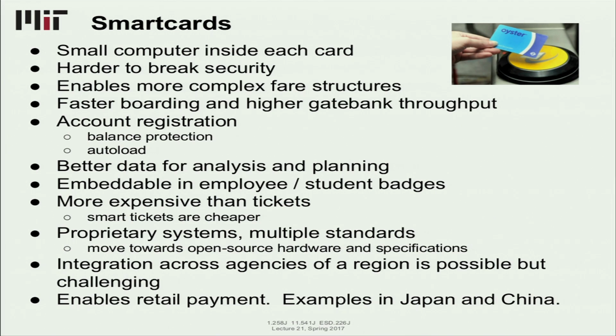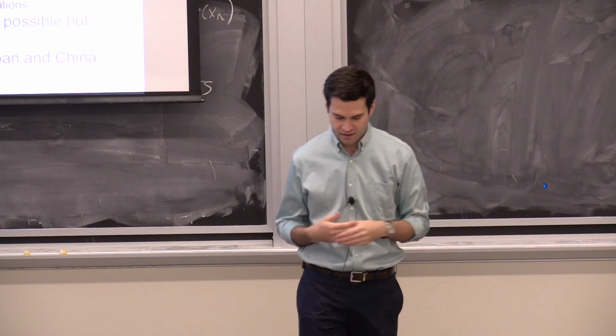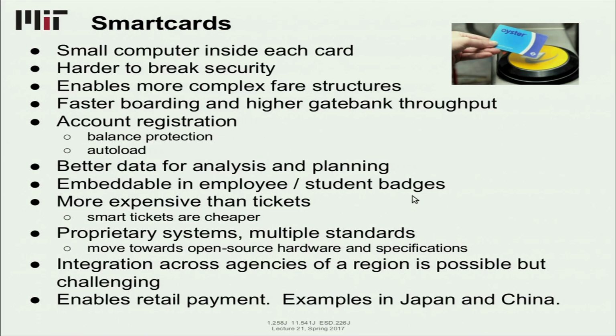This is one feature. Of course, it's much better for us researchers and data nerds, right? Better data for analysis and planning, longitudinal studies. You can track a token longitudinally and understand more about behavior. It's embeddable in employee and student badges, as we've seen. They are more expensive than tickets. Now there are some smart tickets, like you can print a card with a chip circuit inside. Those are a little cheaper.